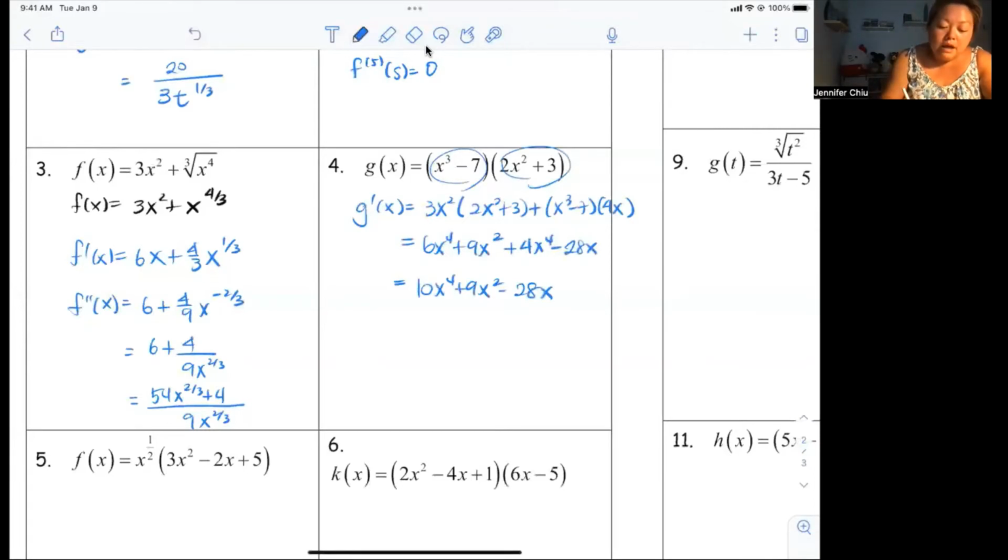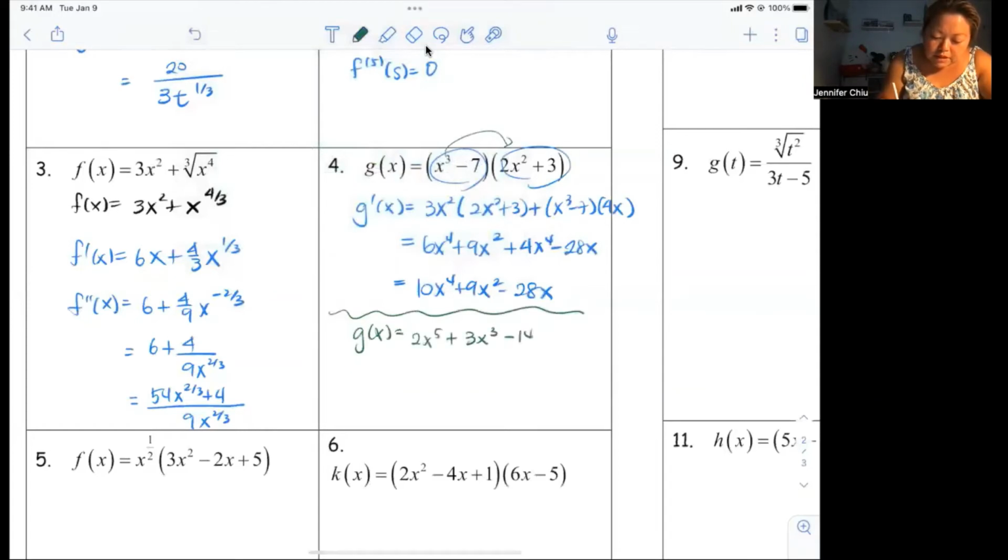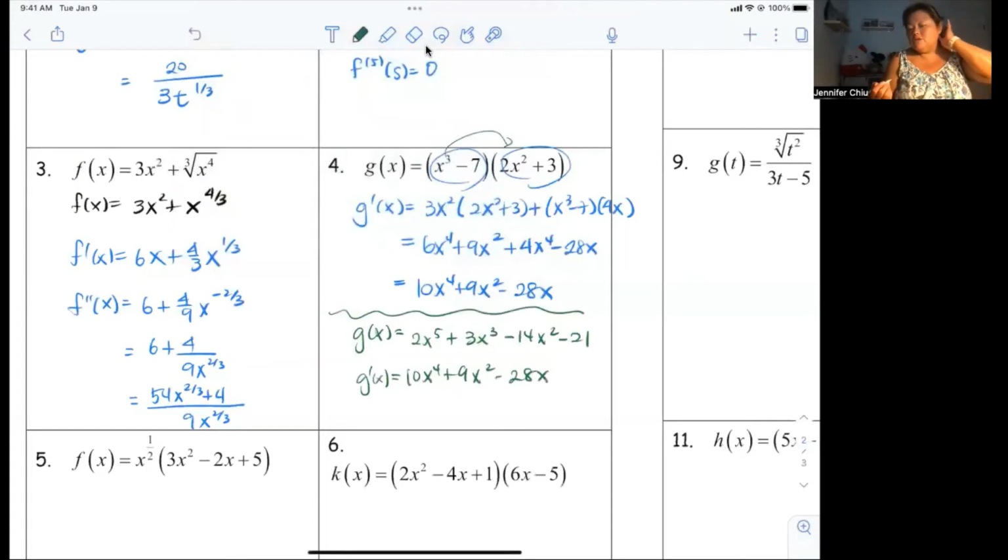Now, if you were to do this the second way, which is multiplying it out, you would have changed your g of x equals, I'm going to distribute this out. I get 2x to the 5th plus 3x cubed minus 14x squared minus 21. Then I take the derivative, so g prime of x is 10x to the 4th plus 9x squared minus 28x. See how I get the exact same answer? So it really depends on what your comfort level is. And again, we can do this only because we have a polynomial function. If we have anything added to this, then we have to use the product rule, okay?